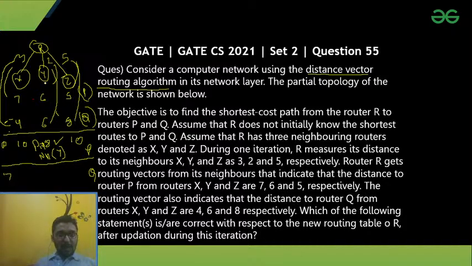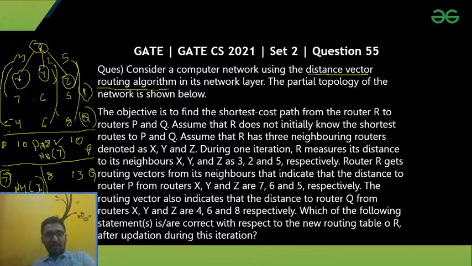The second, via Y, how much will it take? 6 plus 2, 8. And via Z, what will it cost us? 8 plus 5, 13. Fine. So what is the minimum here? We can see the minimum is 7. So for reaching Q, we will require a minimum of 7 units, and that is via next hop X. So this is what we solved.